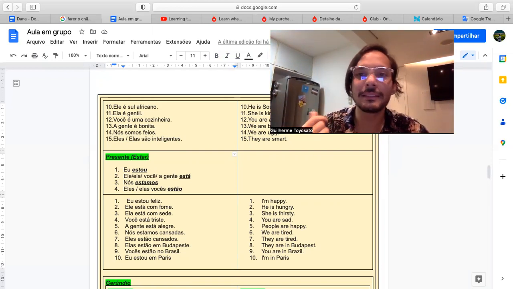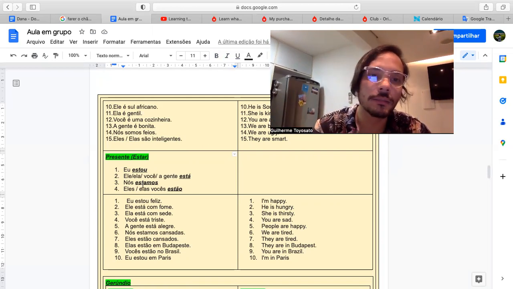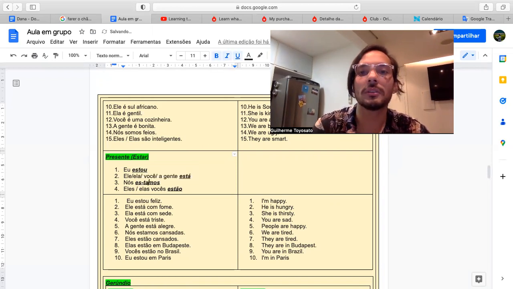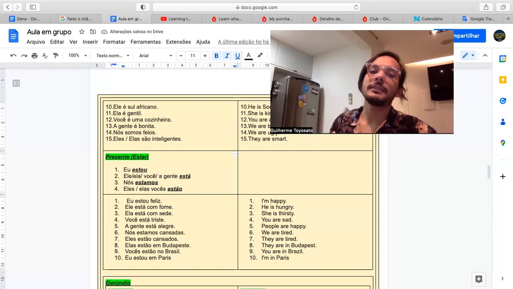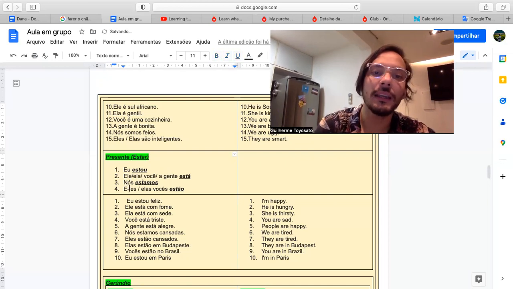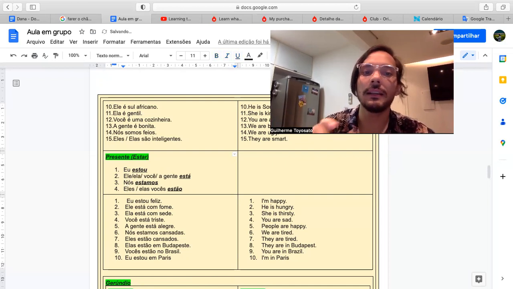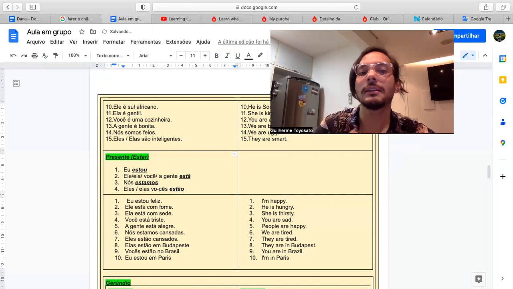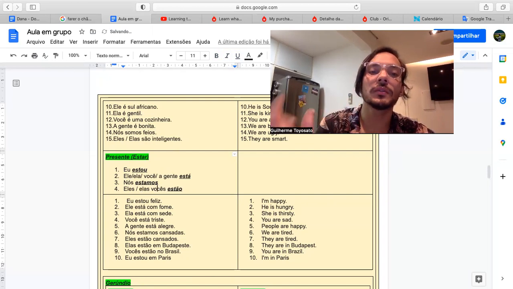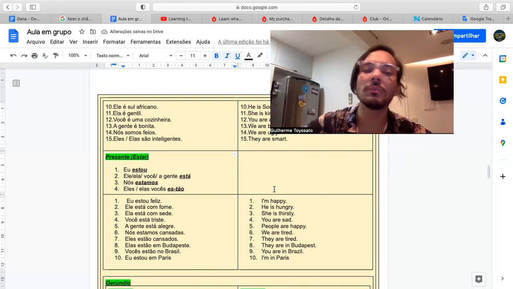Nós estamos. Next one. Eles, elas, vocês. So here. Então, eles, elas, vocês estão.